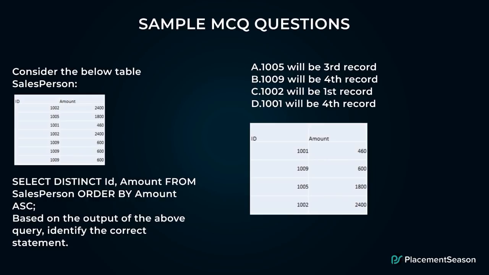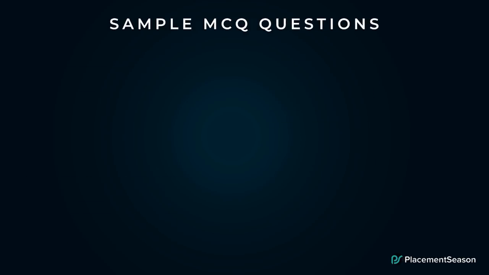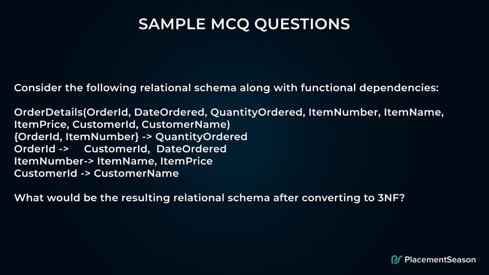So let's look at the options. So 1005 will be the third record, and 1009 will be the fourth record, and so on. So from the result, it is clear that option A is correct. Let's move on to the next sample question. Okay, here comes the question related to normalization concept.